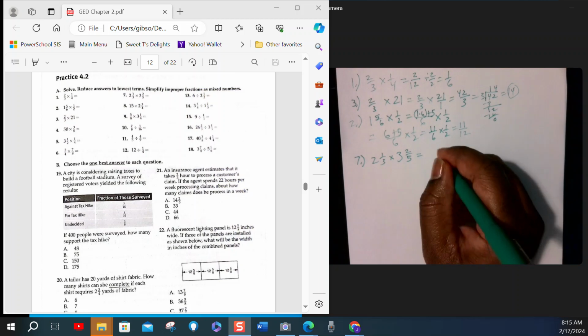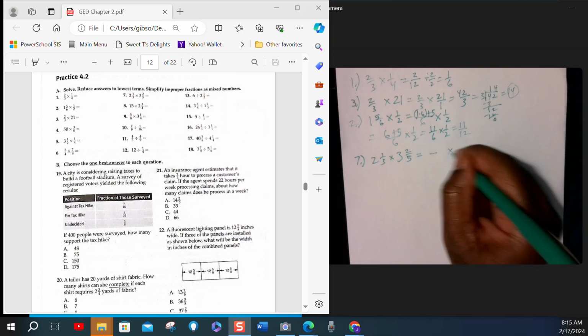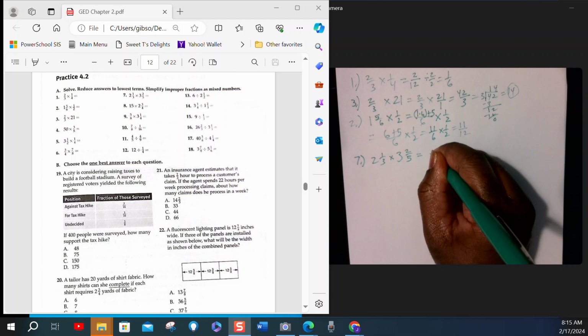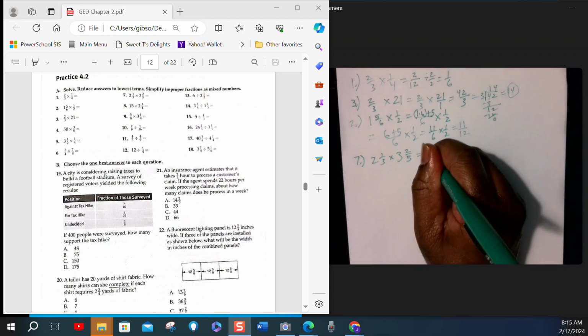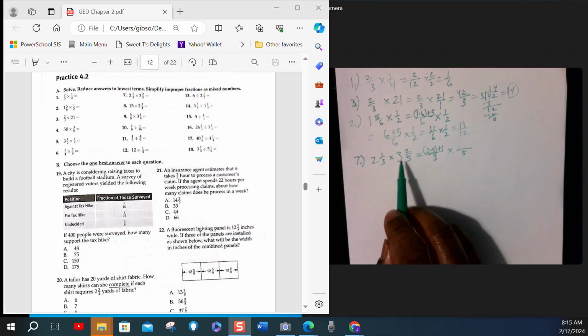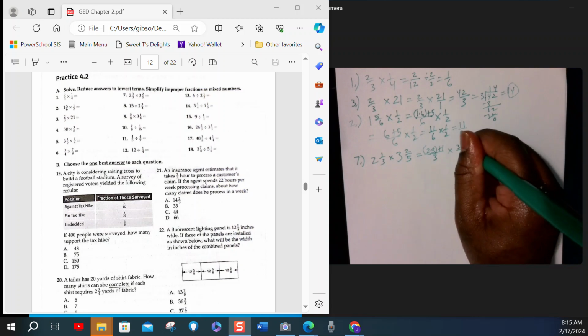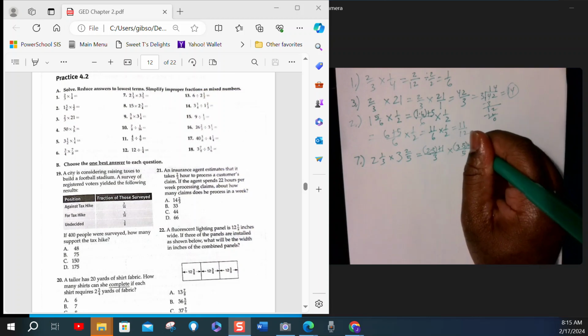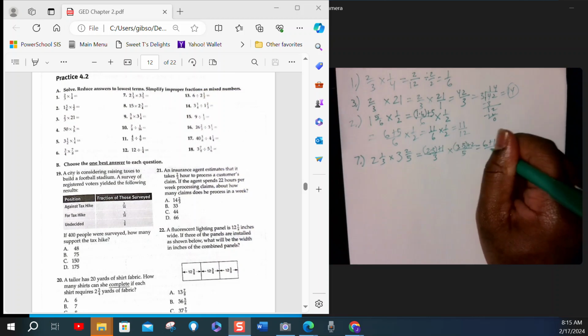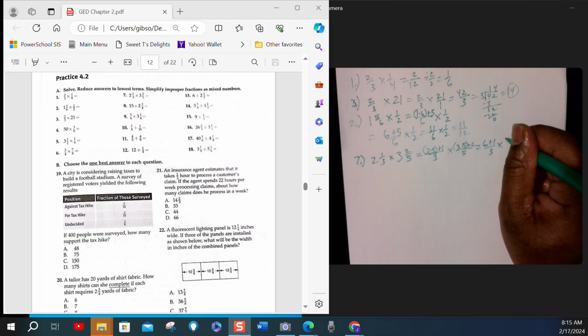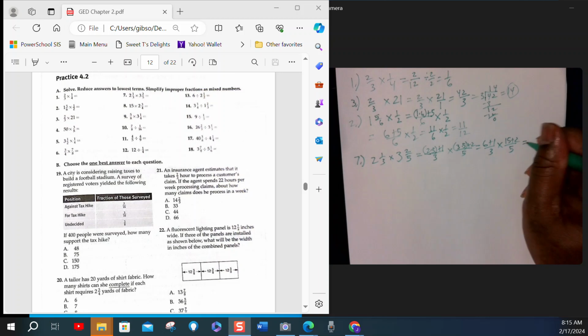So our denominators will remain the same, but our numerator, we'll take the whole number times the denominator plus the numerator, whole number times the denominator plus the numerator. So this would give us 6 plus 1 over 3 times 15 plus 2 over 5. So this would give us 7 over 3 times 17 over 5.